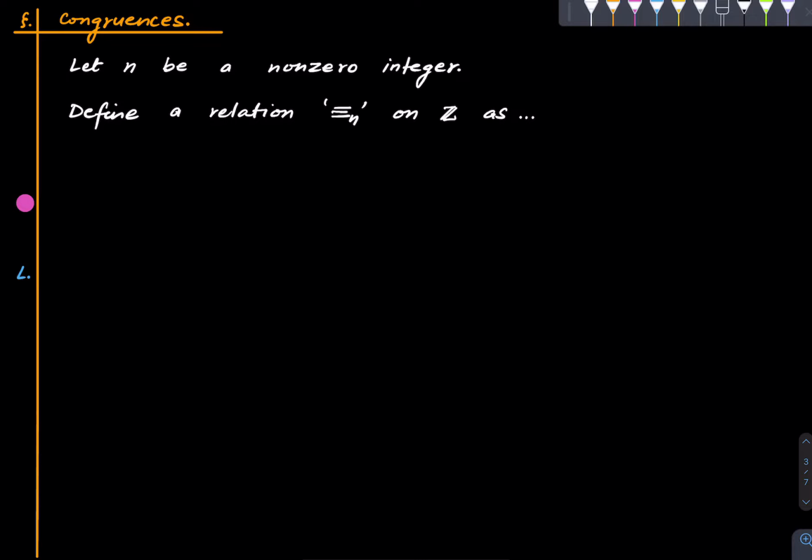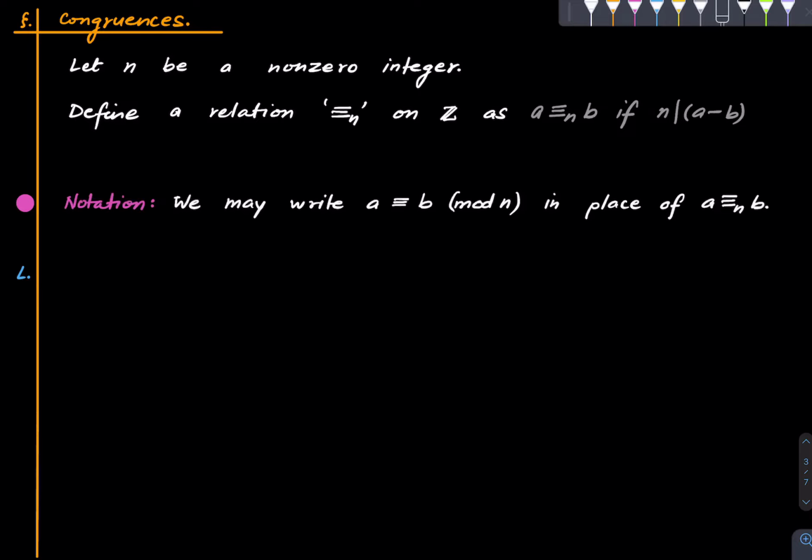So fix a non-zero integer n, and define a relation which we denote this way. We don't use tilde, we are using three horizontal lines and a subscript n. This relation is on the set Z of all the integers, and the relation is defined as follows. We say a is related to b if n divides a minus b. So if the difference of a and b is divisible by n, we declare a and b related under this relation.